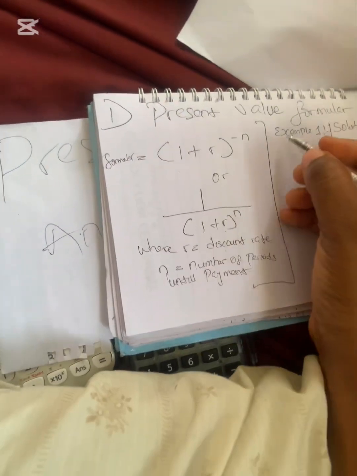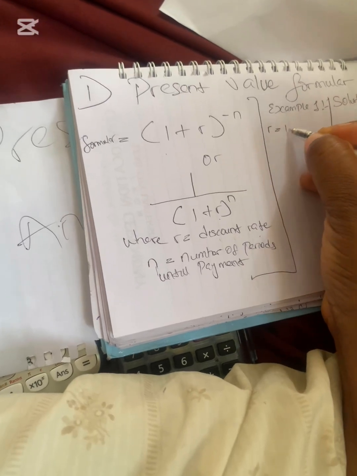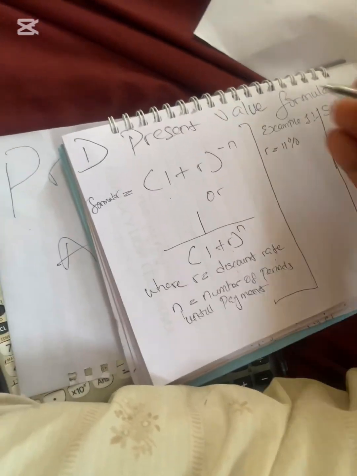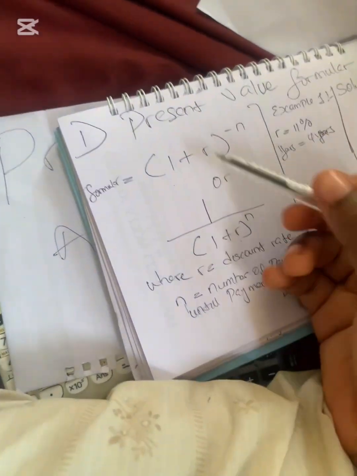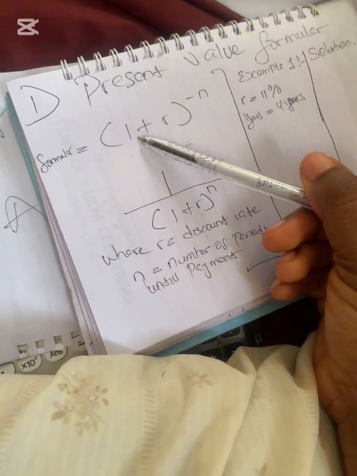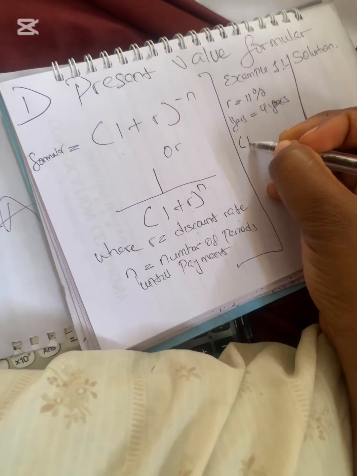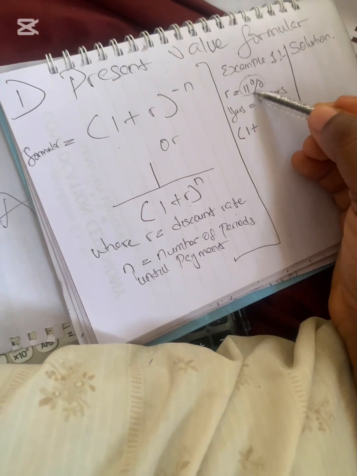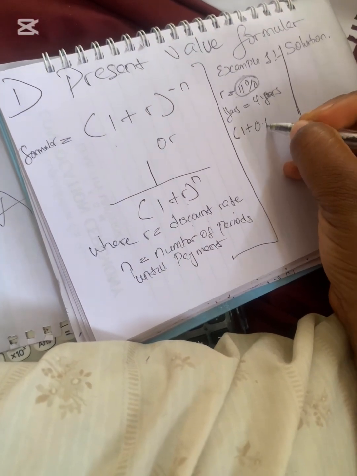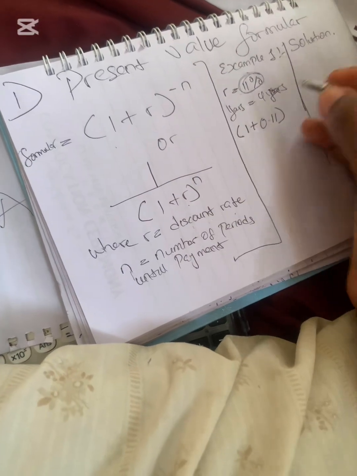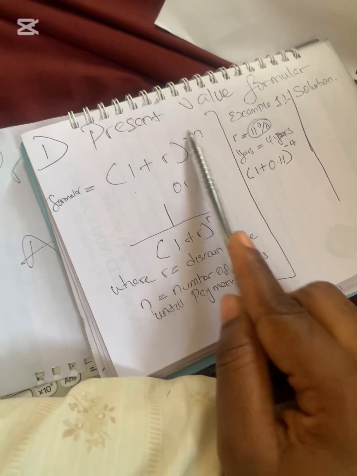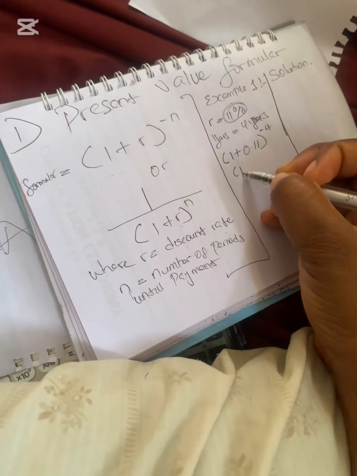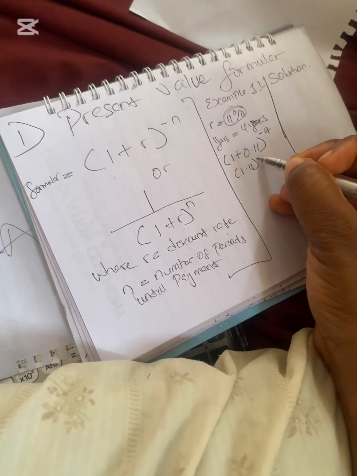For example, if we have the rate to be 11% and the years to be 4 years, to calculate this is very simple. If you are writing it out, you can write 1 plus, and it is advisable to turn the rate into decimal. That will be (1 + 0.11), then the 4 will be minus 4. Please note this minus is very important. So this is the same thing as 1.11 raised to power minus 4.